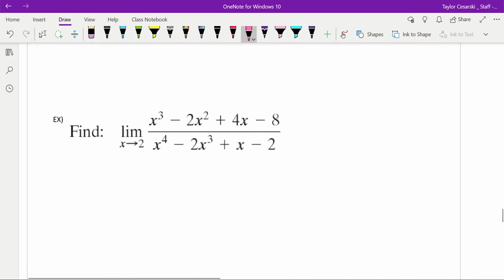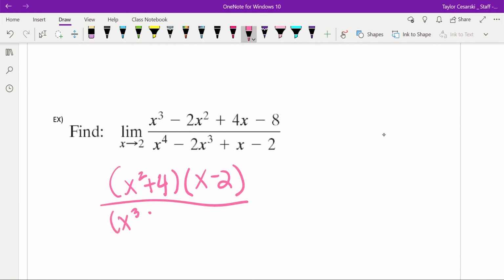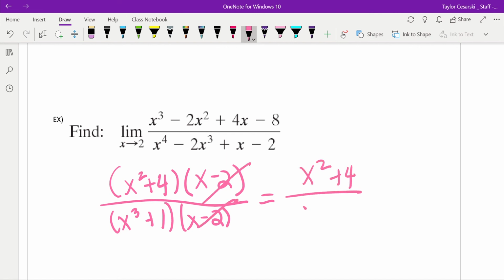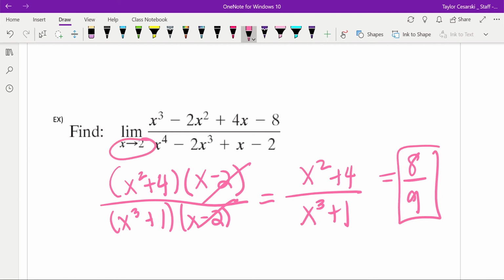This one we already did in the previous video. Just remember, I'm going to factor. I'm not going to spend the time factoring since we already did that, but it ends up factoring into x squared plus 4x minus 2 on the top, x to the third plus 1, and x minus 2 on the bottom. Then you cross these out, and you get x squared plus 4 over x to the third plus 1. When you plug that in, you get 8/9. Remember, you're plugging in 2 because x approaches 2.